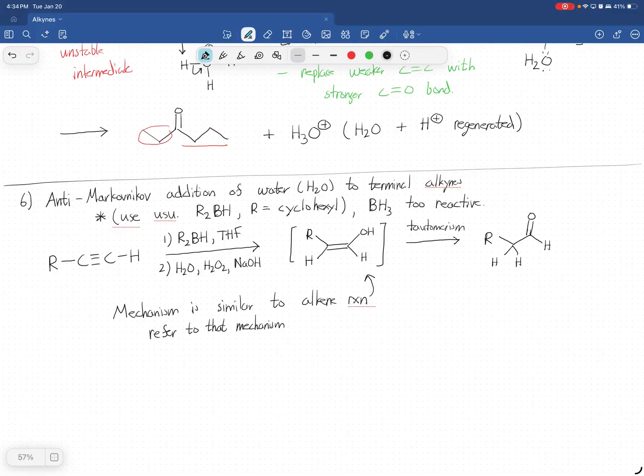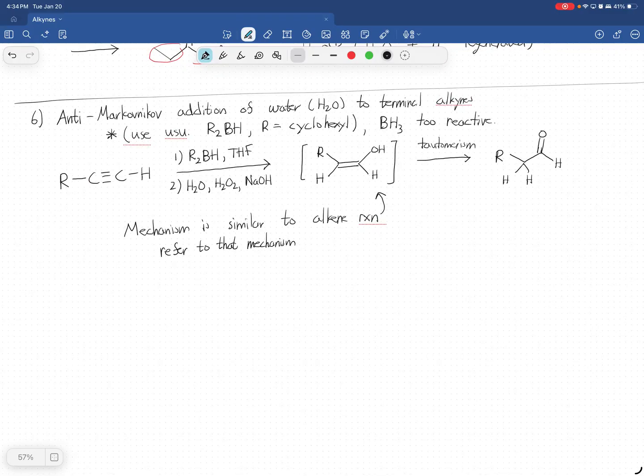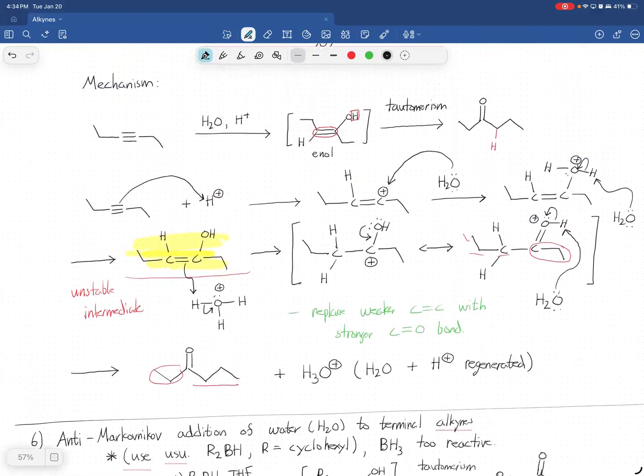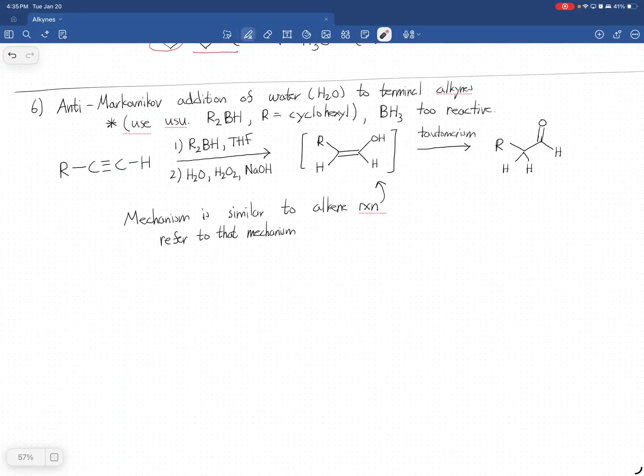But you should be able to predict this type of product, and what I'm going to explain now is how tautomerism works in basic conditions. So remember how we did it over here in acidic conditions right here? Let's do it now for basic conditions. Okay, so now we're going to draw the mechanism of tautomerism in basic.